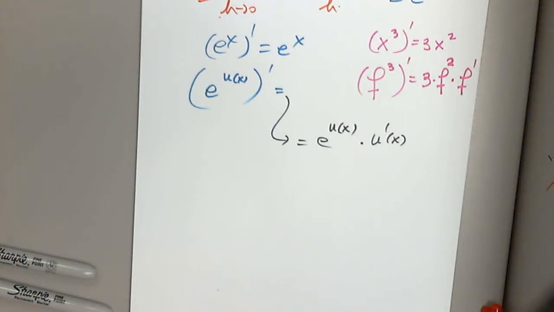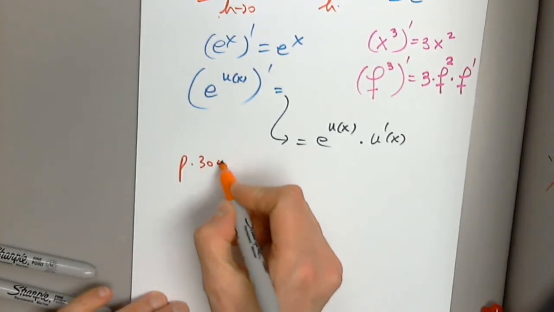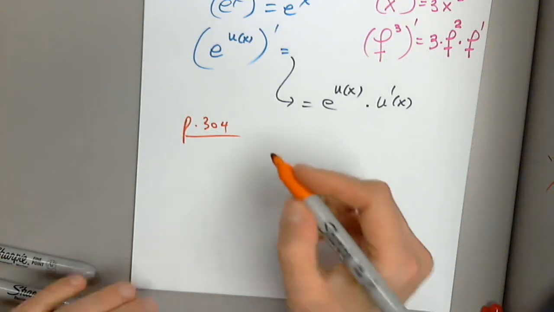So let me give you a couple of examples, and then we move on to the other one. On page 304, let's practice this, from 11 through 54.